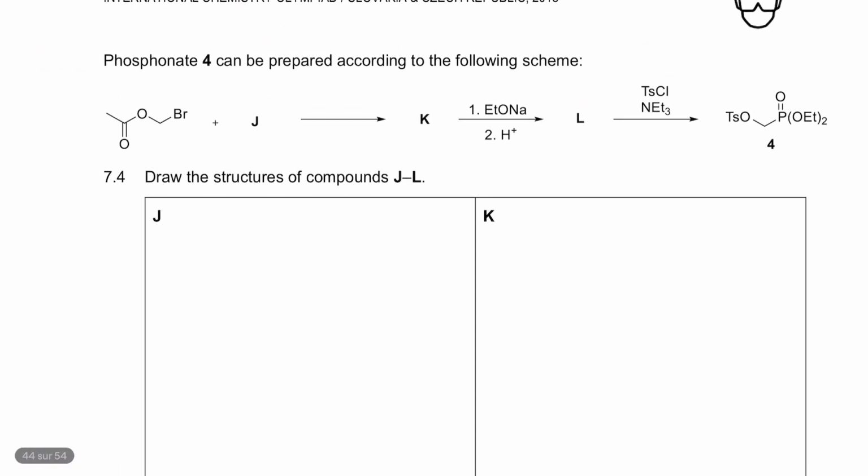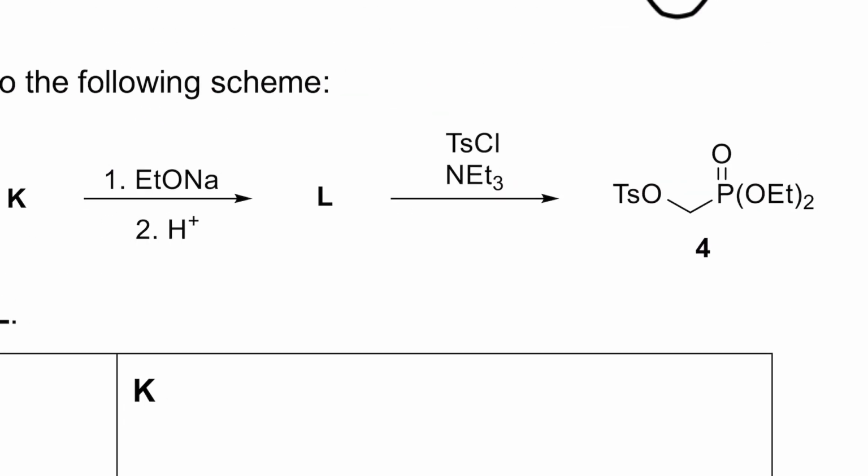All right, phosphonate 4 can be prepared according to the following scheme. Draw compounds J to L. We need to work backwards here, because we need to know J to know K, but since we don't know both of them, we work backwards from 4. So 4 treated with tosyl chloride, retro, that's just a tosylation of an alcohol, right? So we can safely say that this should be our product before treating it with tosyl chloride.